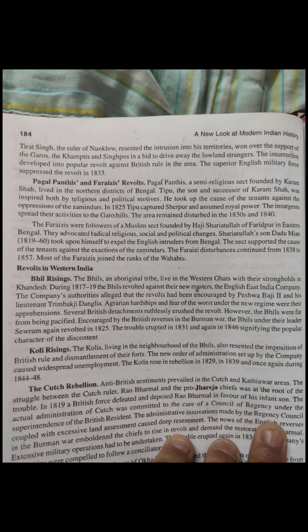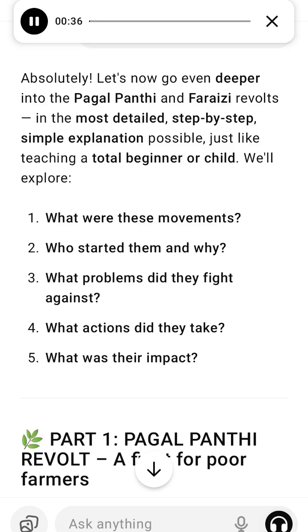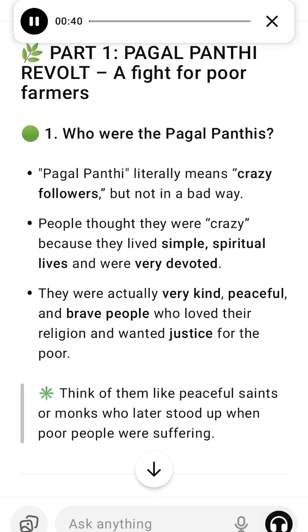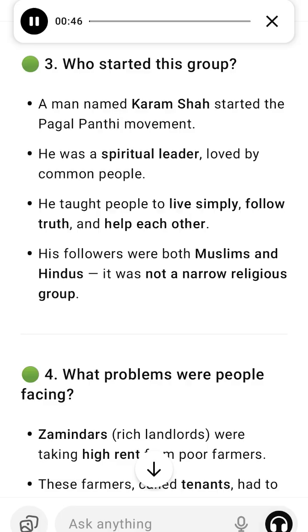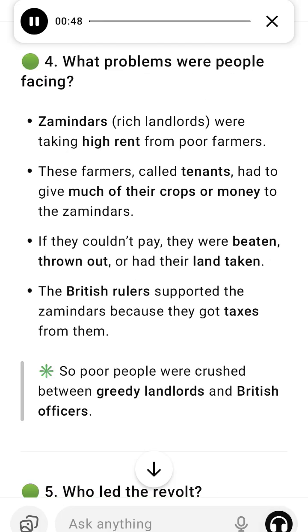Here is a great, deep, and simple detailed summary of the Pagalpanthi and Farisi revolts, explained like a top teacher would explain to someone with no background knowledge at all. This summary gives full clarity, step by step, using simple English, real-life comparisons, and full understanding of causes, leaders, actions, and effects. Detailed summary. Pagalpanthi and Farisi revolts.